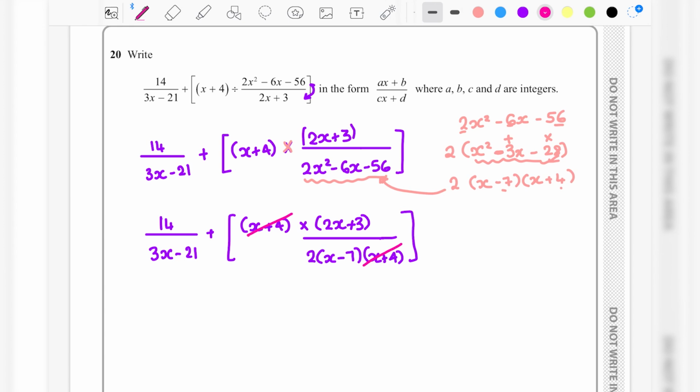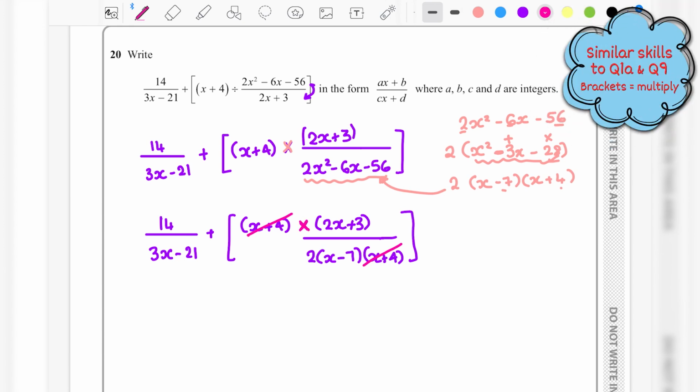And it's very important that you know, because you're multiplying, you can cancel. But if that multiplying sign was a plus or a minus, which they wouldn't do in a question like this, you won't be able to cancel. So because it's times, you can cancel the x plus 4 from here and the x plus 4 from here. And you'll see how simple it looks now.